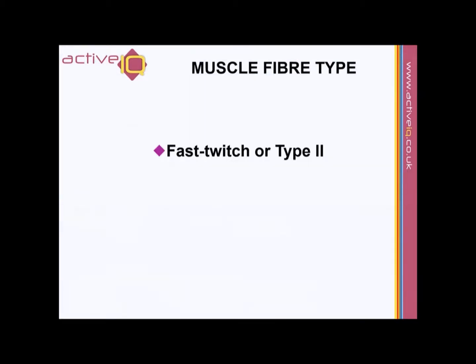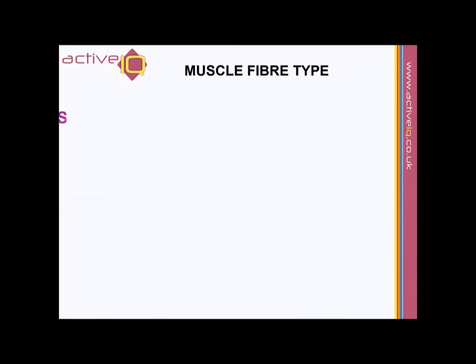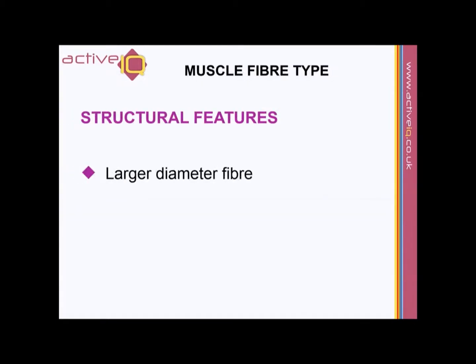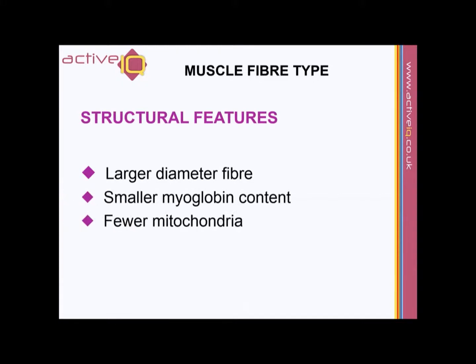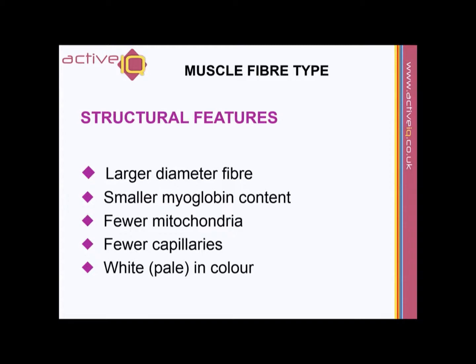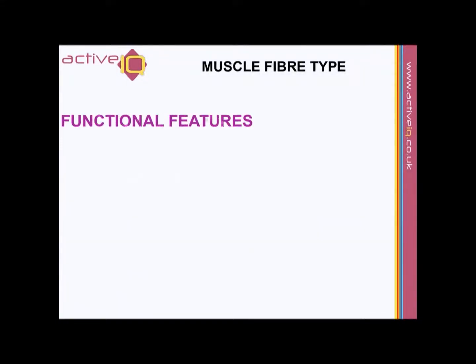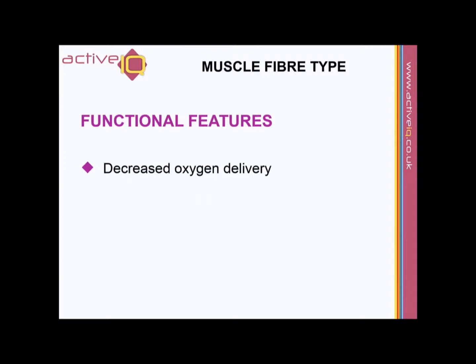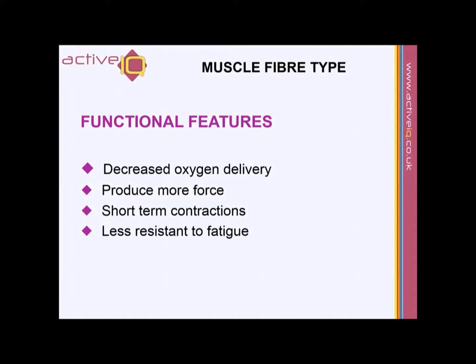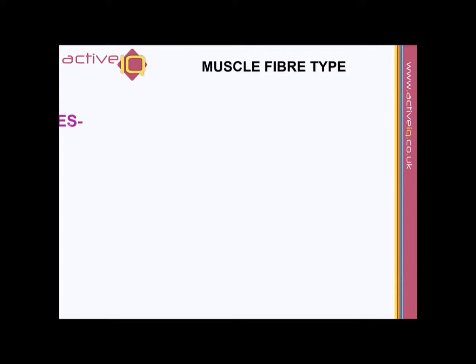The next one we look at is type 2, or fast twitch. Fast twitch muscle fibre is large in diameter, it has smaller myoglobin content, so not so much oxygen, then there are fewer mitochondria and fewer capillaries. They're white in colour. Functional features of these: they have decreased oxygen delivery, they produce a lot of force, they have short-term contractions, and they are less resistant to fatigue, so they fatigue really quickly. Activities involved with white twitch: rapid, intense movement.